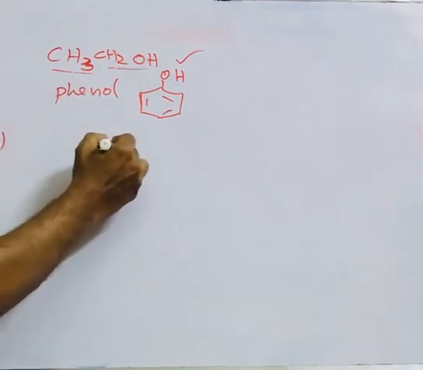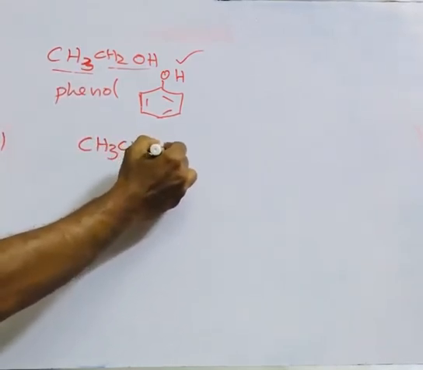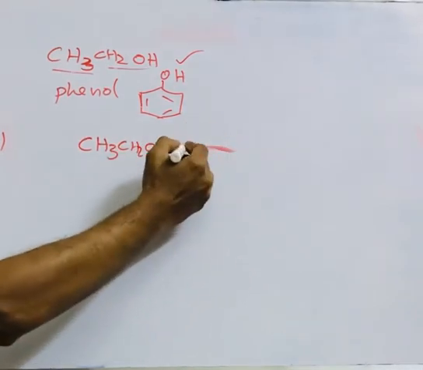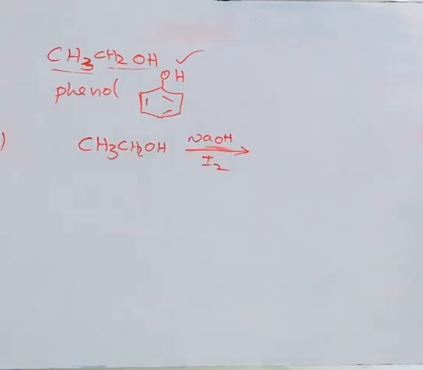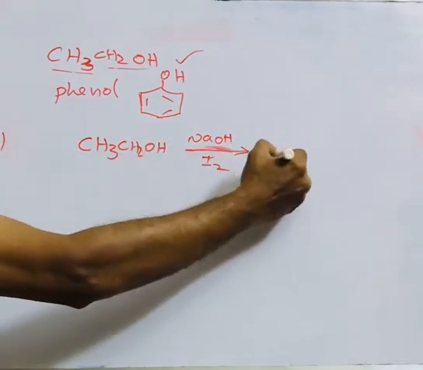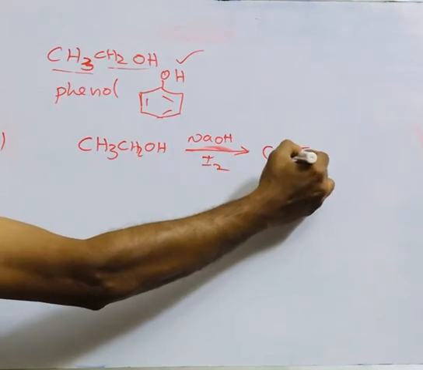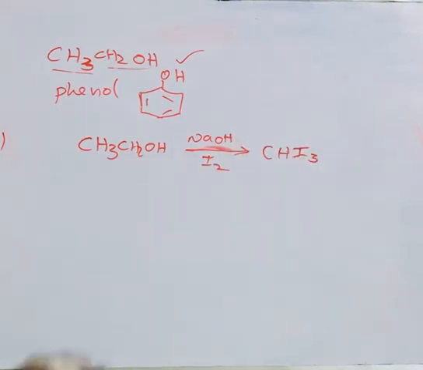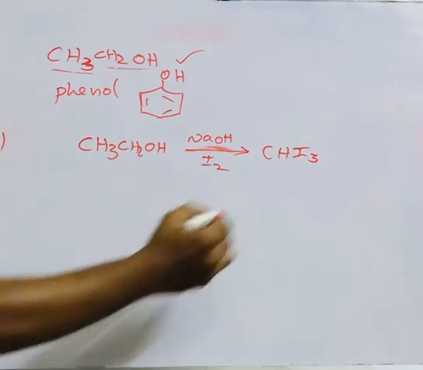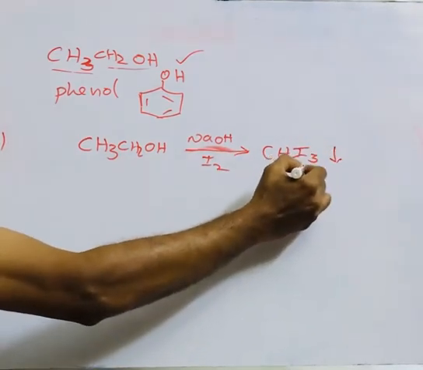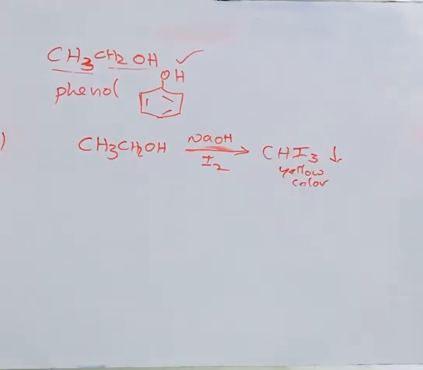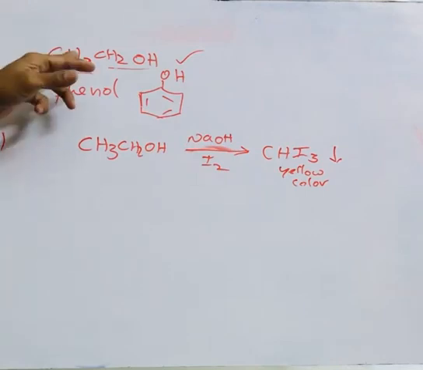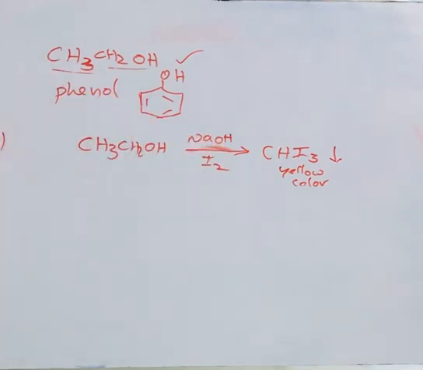So if you take ethanol CH3CH2OH and react with NaOH and I2, iodine, then you will get iodoform, that is like chloroform. CHCl3 is chloroform, here CHI3 is iodoform. So this gives the iodoform. This is the precipitate, it is yellow in color. Whenever you get this yellow precipitate, we can say that is ethanol. Phenol will not give this particular test.